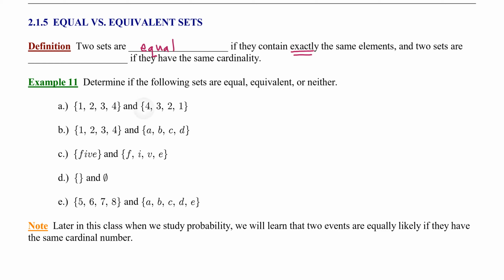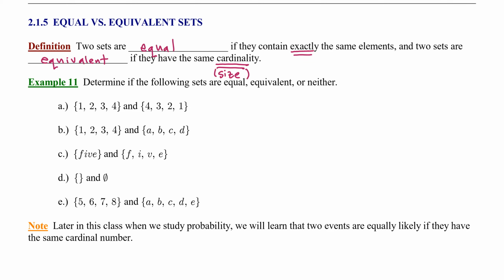And two sets are equivalent if they have the same cardinality. That means the same size. In example 11, we will determine if the following sets are equal, that is, they have identical elements, equivalent, that means they have the same cardinal number, or neither of those two options.